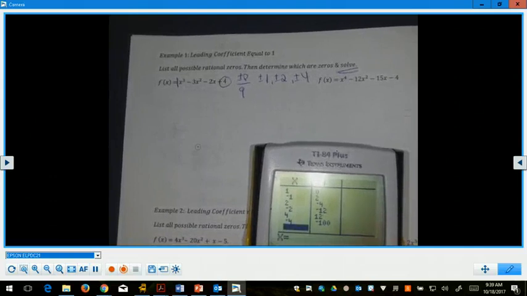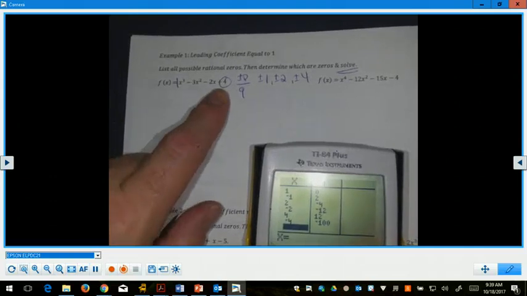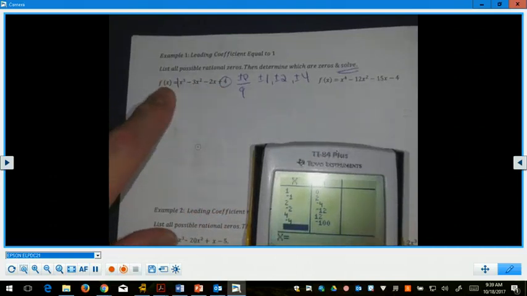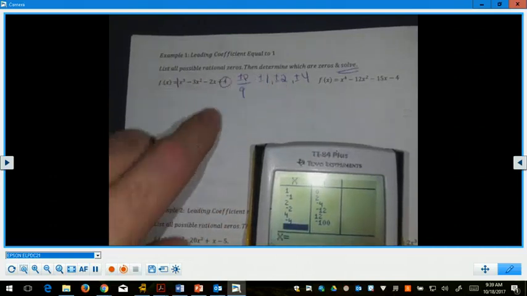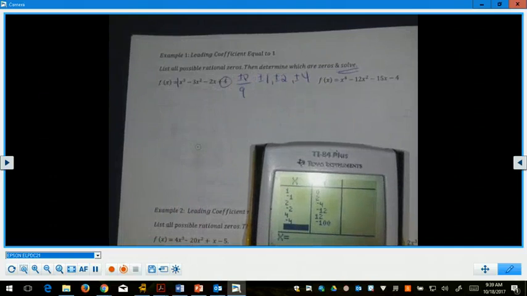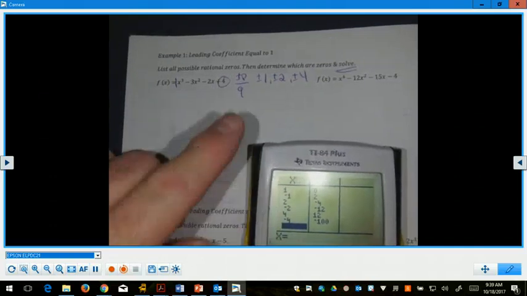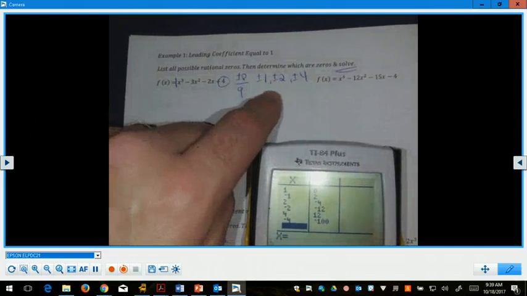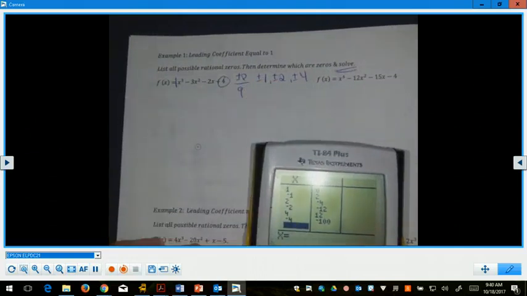3 will not be up here because it's not a factor of 4. So we're looking for factors of 4 divided by factors of 1. So that's why I only have those numbers in my list. So right now I can see this is the list of all possible rational zeros, and the only one that works is 1.